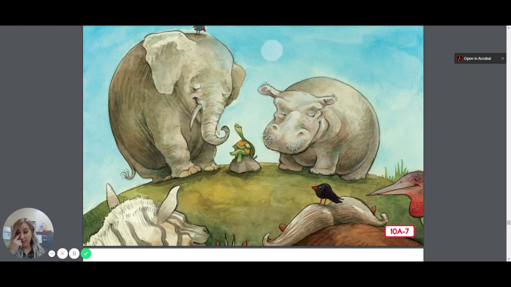All right. If you said that turtle was the trickster in this video, you are right. He tricks hippopotamus and elephant into thinking he is as strong as they are, even though he's not. He's just a little turtle, right? Who was pulling on the two ends of the rope? The elephant and the hippo, two big animals, right?